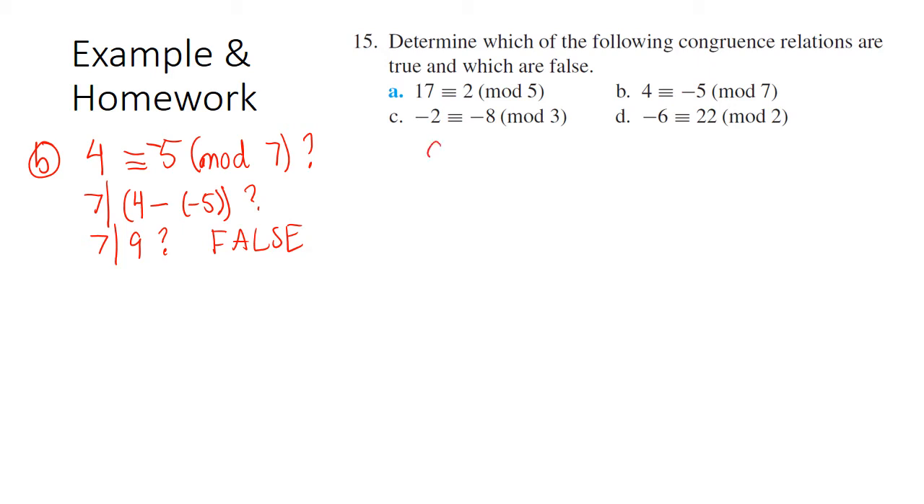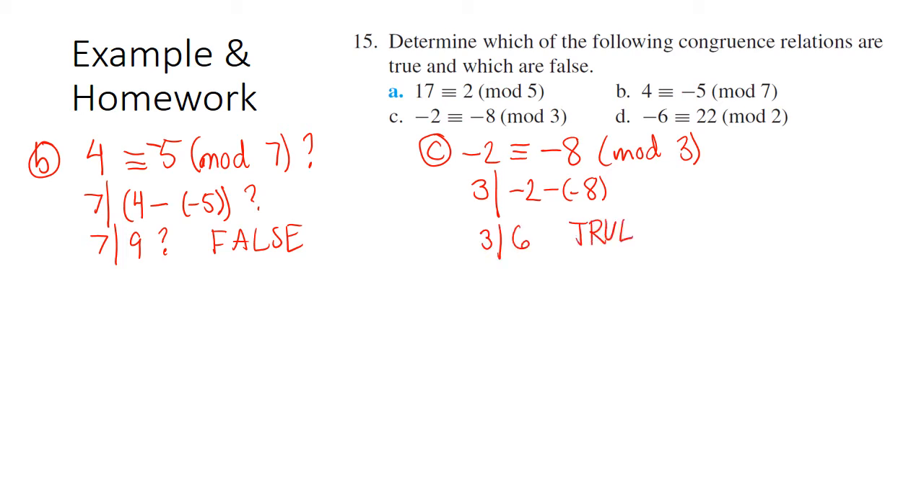All right, let's check part C here. So I'm checking whether or not negative 2 is congruent to negative 8 mod 3. I'm just going to check whether or not 3 divides negative 2 minus negative 8. And I think in this case it's going to be true because 3 does divide 6. So this is true. Negative 2 and negative 8 are congruent mod 3.